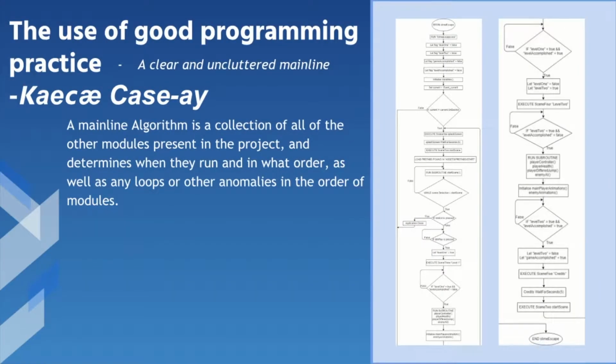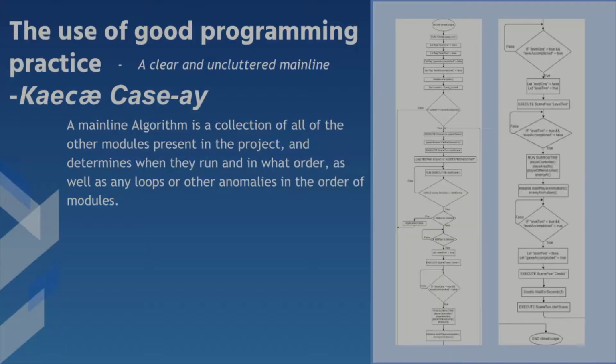So first up, I'll be talking about the use of good programming practice, and my first point is for a clear and uncluttered mainline. Your mainline is pretty much just a collection of all of the modules that your program has, and it will run through and run each module in the order that it's supposed to, chronologically, and it'll determine when they run in what order, as well as any loops and other anomalies in the module. So it'll just go through and run pretty much the entire program.